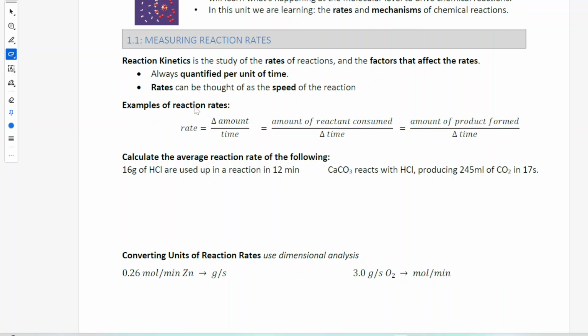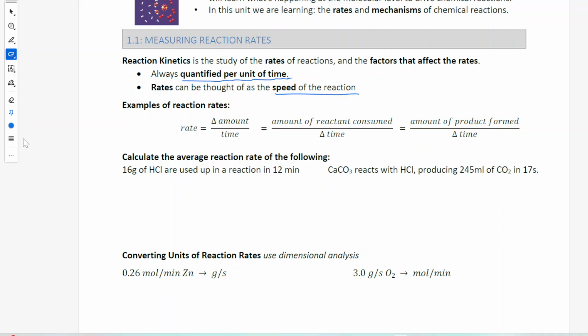And we're going to start it with measuring reaction rates. So what are the things that we can use to measure the rate of a reaction? When you're measuring the rate of a reaction, it is always quantified per unit of time. So it'll be per second or per hour or per minute because we're talking about the speed of the reaction. Some examples that you could use for reaction rates would be a change in amount over time, or an amount of reactant consumed over time, or an amount of product formed over time.